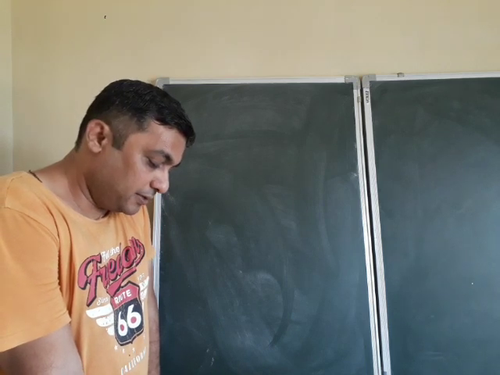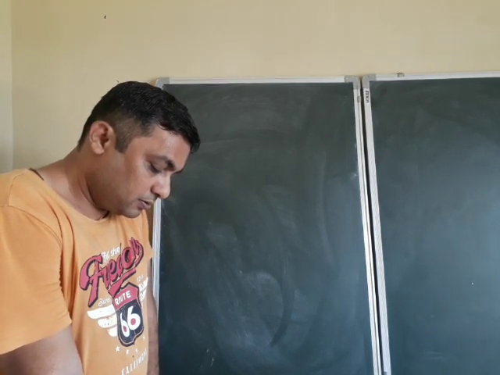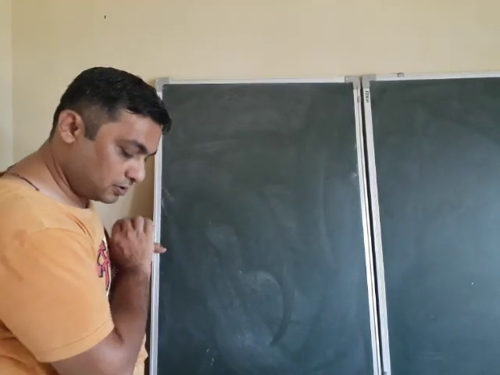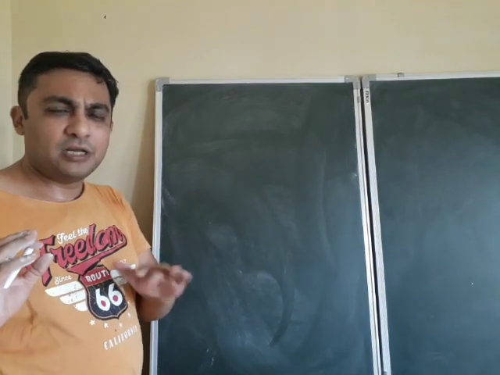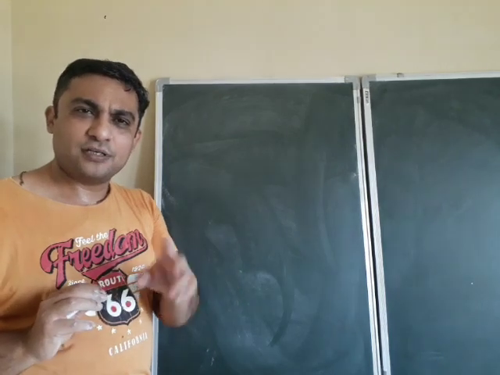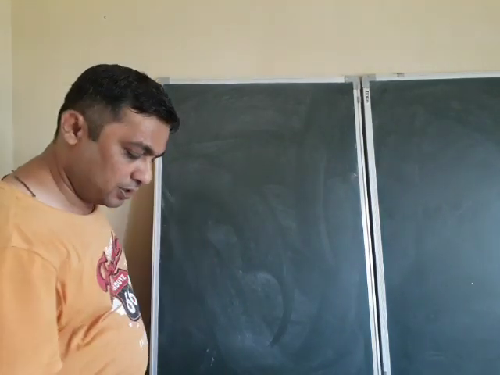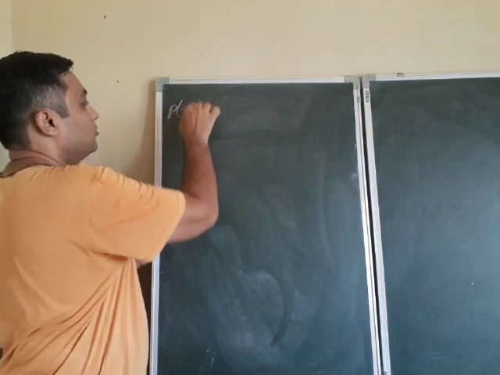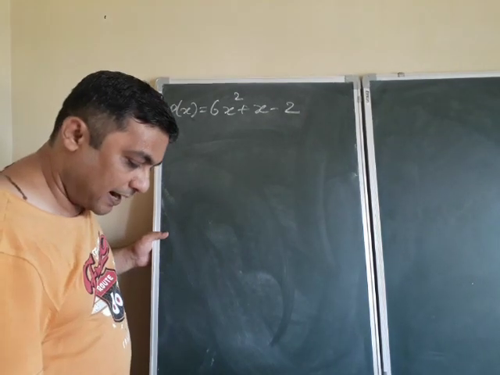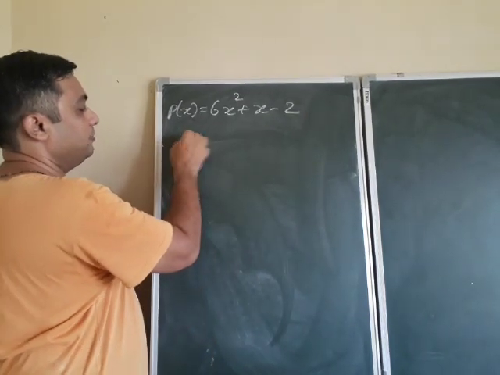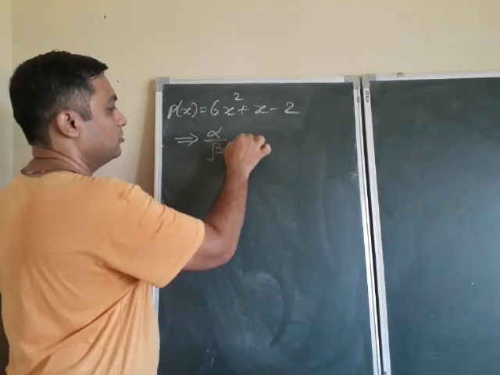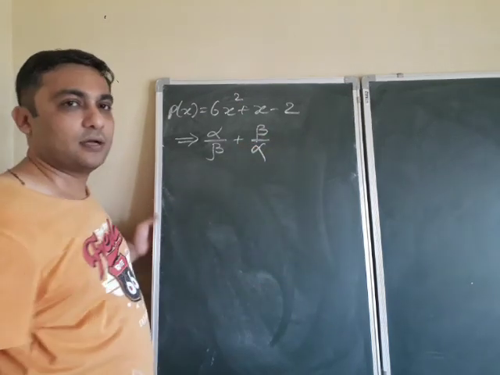You listen very properly. If alpha and beta are the zeros of the quadratic polynomial p of x. See, you can give the quadratic polynomial different names: p of x, f of x, q of x, r of x, g of x, h of x. Any name you can give to your polynomial. Here p of x is given as 6x square plus x minus 2. Please find the value of alpha upon beta plus beta upon alpha.